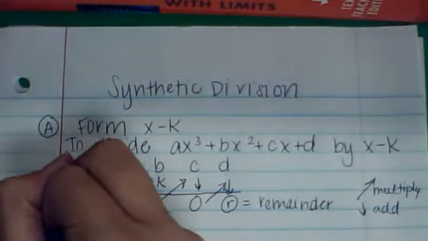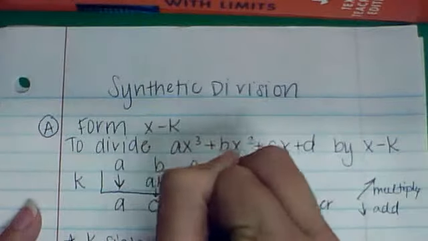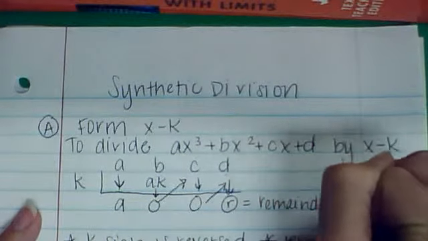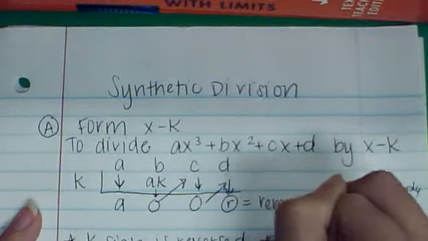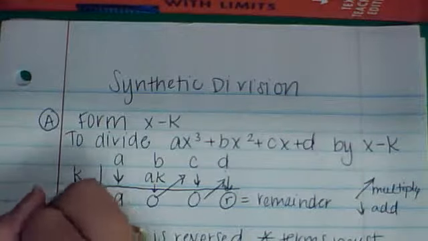Okay, some things we want to notice. K's sign is reversed. And the terms must go in order, from least to greatest.